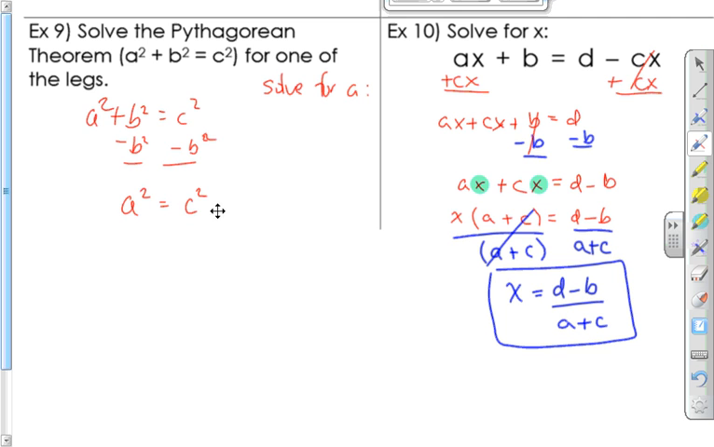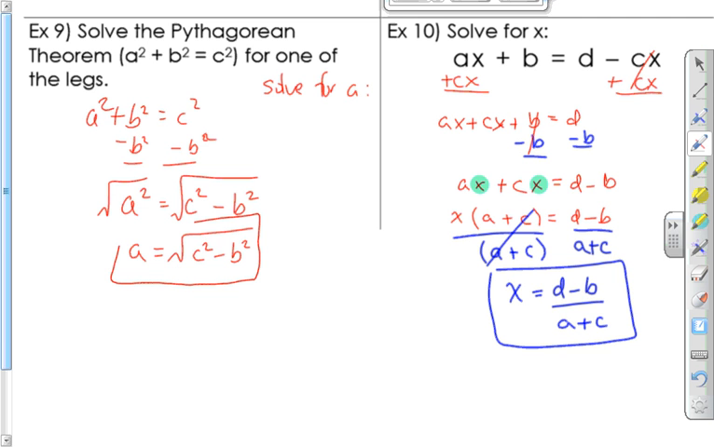So on the right side here, we'll have c squared minus b squared. Now we want to solve for a. Right now we're solved for a squared, so we'll need to take the square root of both sides. The square root of a squared is a. And then we would want the square root of the hypotenuse squared minus one of the other legs squared. And that would be solved for a. So let's try that out.